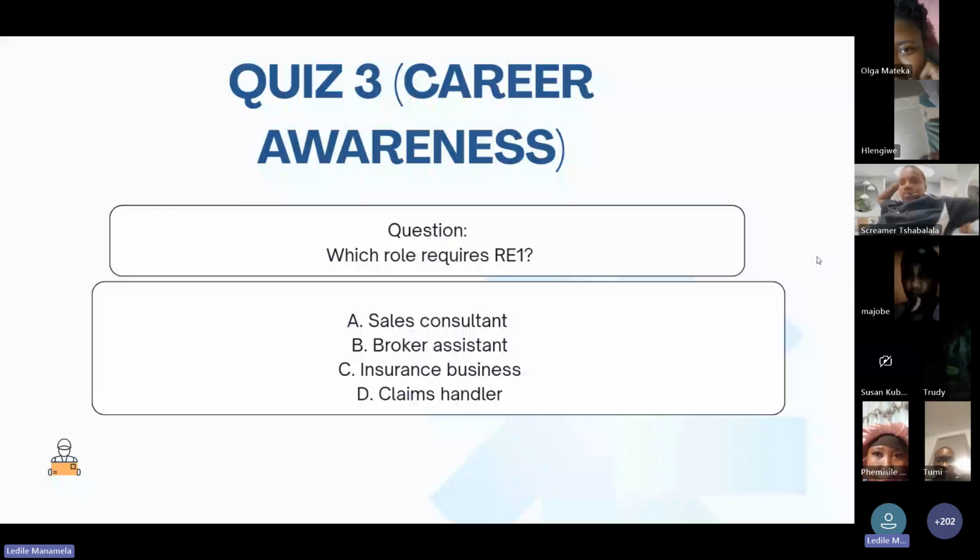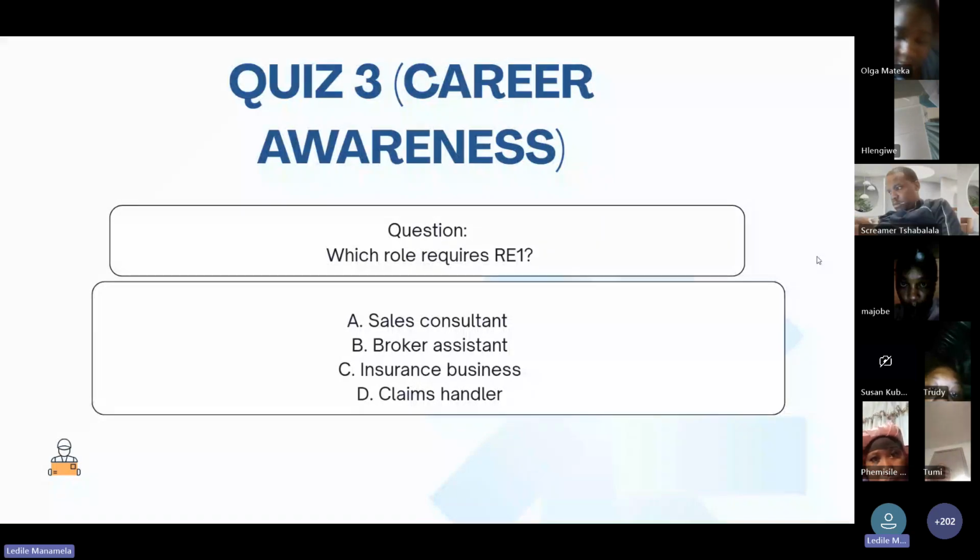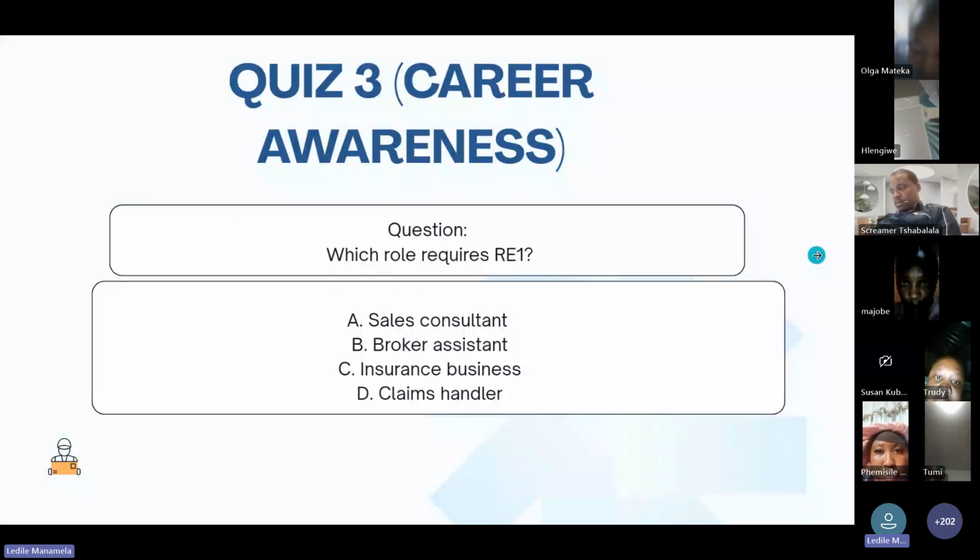Okay, guys, we had some interesting points. In the interest of time, I'm just quickly going to explain this question for career awareness, but I won't give you the correct answer. The first thing is that you have to understand the difference between RE1, which is a key individual, and RE5, which is a representative. If you go on our social media pages, there's a post that we uploaded showing the difference between RE1 and RE5. So take your time, also visit our social media pages. There's a lot of information that we also shared there.